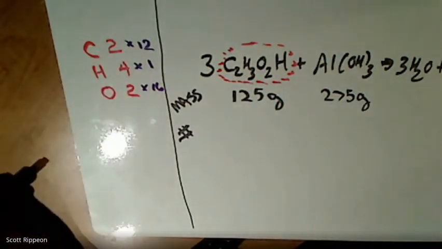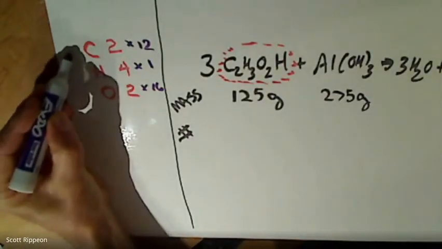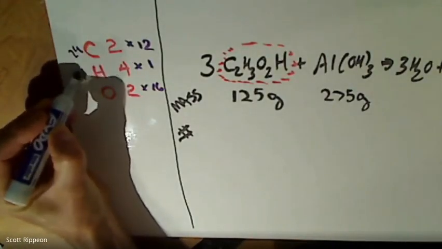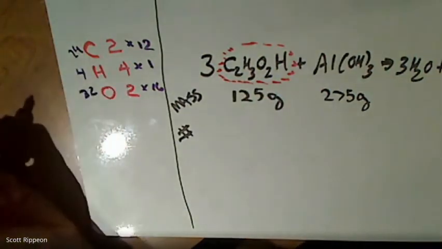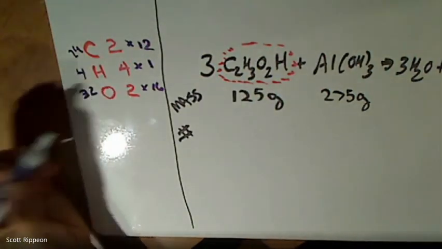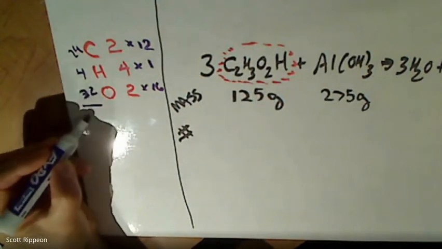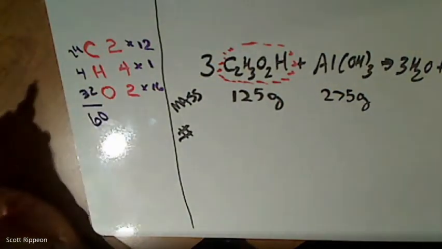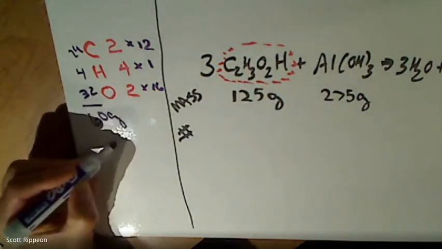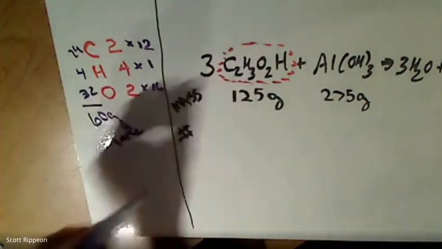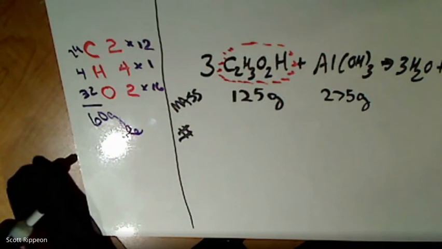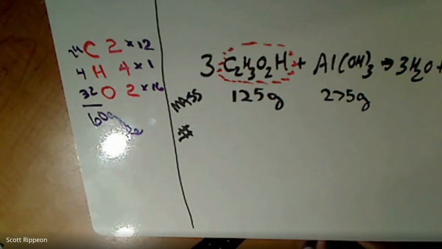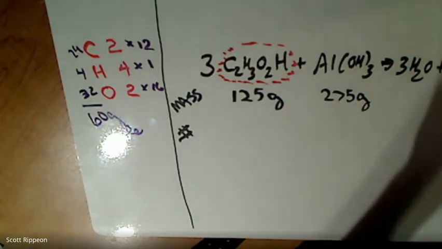This should look familiar. So I've got 24 and 4 and 32. It's hard to read, sorry. If I add that up, that's 60. So a mole, that's 60 grams. That says that 1 mole of that weighs 60 grams. Is everybody okay with that? You remember moles from first year, so you're okay there. If you're not, we'll talk another time.